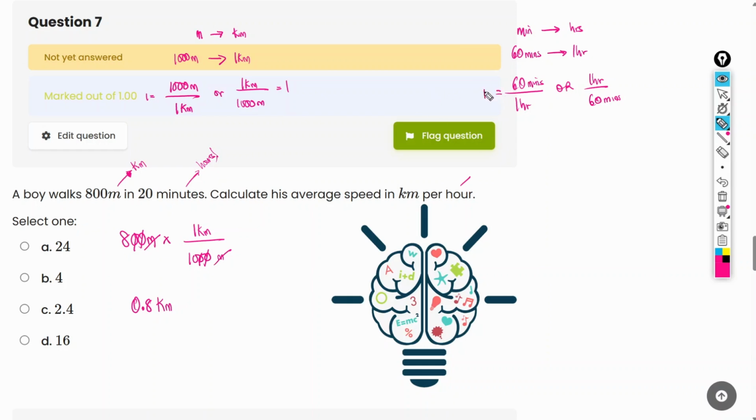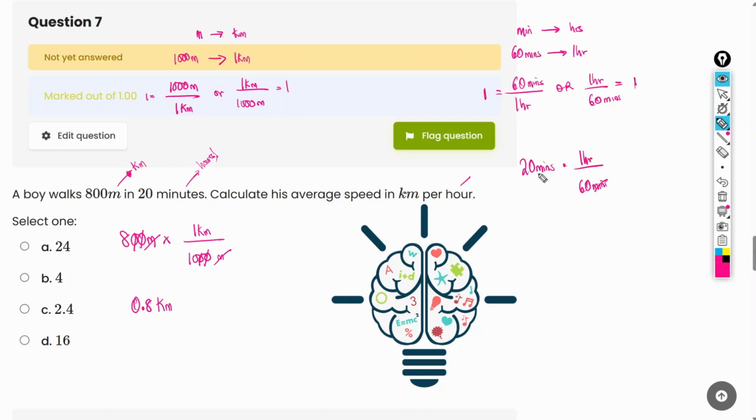Right, and each of these, they are both equal to 1. That means I just choose the one I need to use to multiply 20 minutes, to convert it to hours. So I need to choose the one with minutes in the denominator, because I need to cancel out minutes. That will be times 1 hour over 60 minutes.